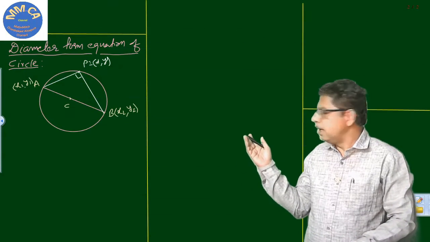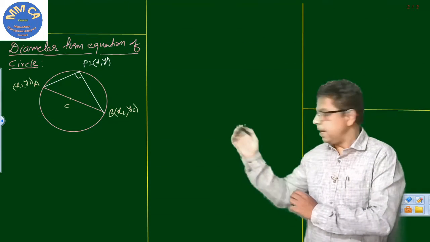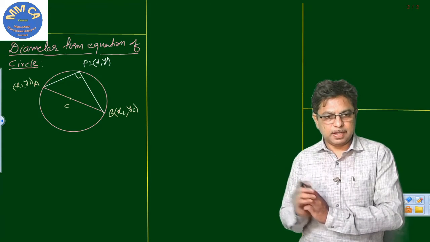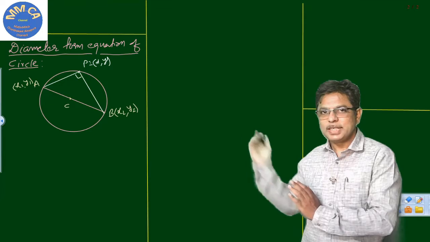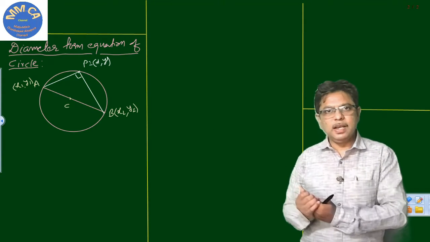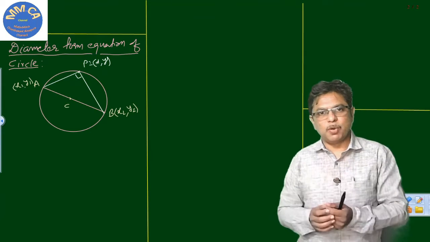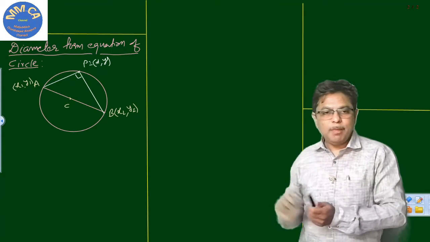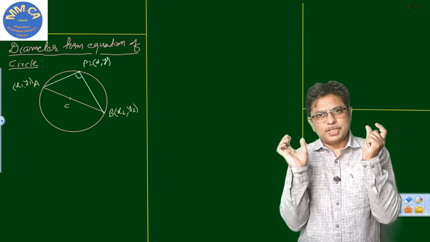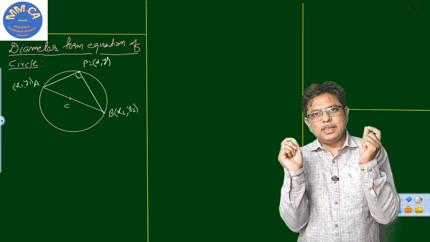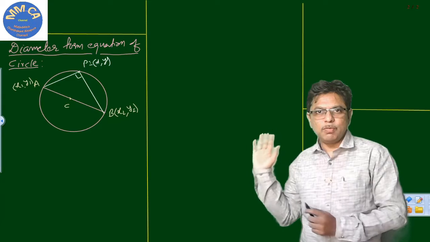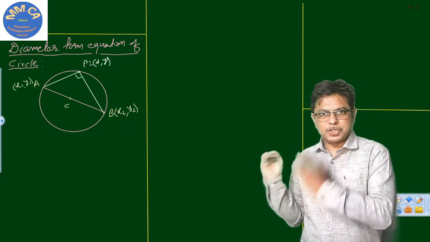We'll consider a circle with center at C, and A and B are the endpoints of the diameter. A has coordinates x1, y1, and B has coordinates x2, y2. We consider P as any point on this circle with general coordinates x, y, and we join PA and PB. Given are only the two points A (x1, y1) and B (x2, y2), the endpoints of the diameter, and using this we have to find the equation of this circle.